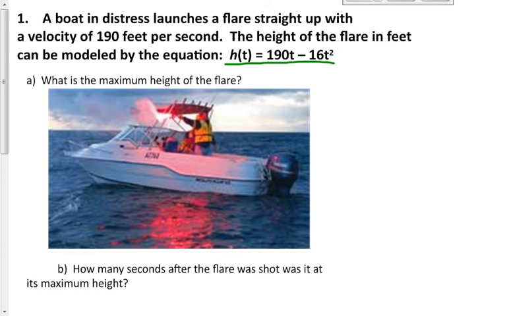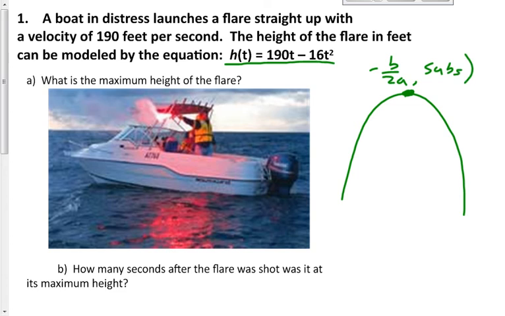So now if you look at letter A, it says, what is the maximum height of the flare? The maximum height of the flare is going to be this point right there, and that point is called the vertex. That vertex, we would find by negative b over 2a, and then we would substitute to find the y-coordinate. That's how we would find that point. However, this time we're going to use our graphing calculators.